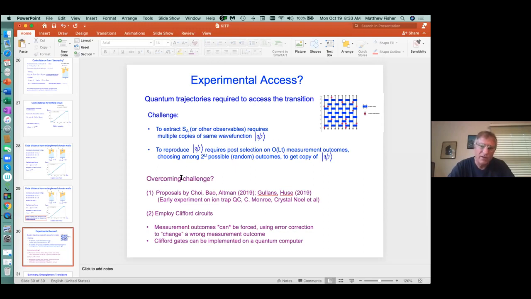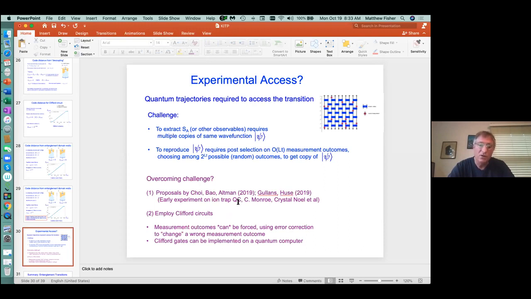There are proposals to overcome this challenge, and one in particular by Michael Gullans and David Huse has some early experimental support on some beautiful ion trap experiments, an ion trap quantum computer by Chris Monroe's group, and maybe Michael will talk about that a bit tomorrow, I'm not sure.